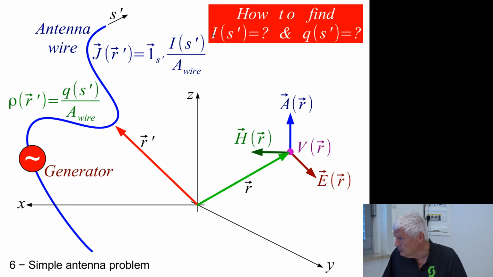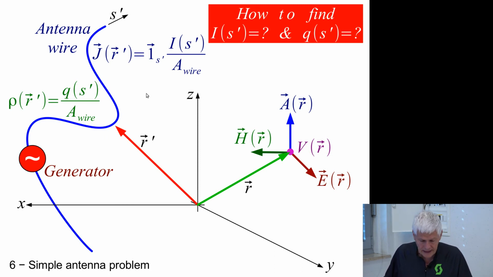The issue is how to find these two, because we don't know them in advance. We did some guesses. If you remember, with thin wire antennas, we said if the wire is very, very thin, then we have approximately a sinusoidal current distribution. But that was just our guess. That is not necessarily true.